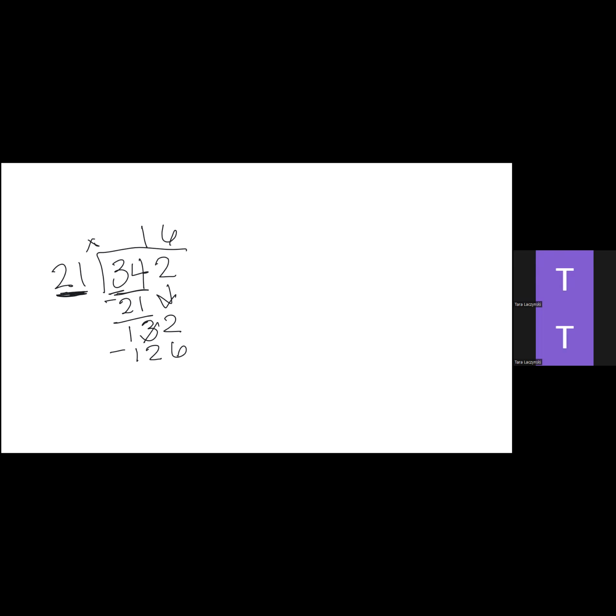And when we subtract that, 12 take away 6 is 6. 2 take away 2 is nothing. 1 take away 1 is nothing. This is smaller than what we started with. We have nothing else to bring down. That tells us we have a remainder of 6. So for number 1, 342 divided by 21, our answer is 16 with a remainder of 6.